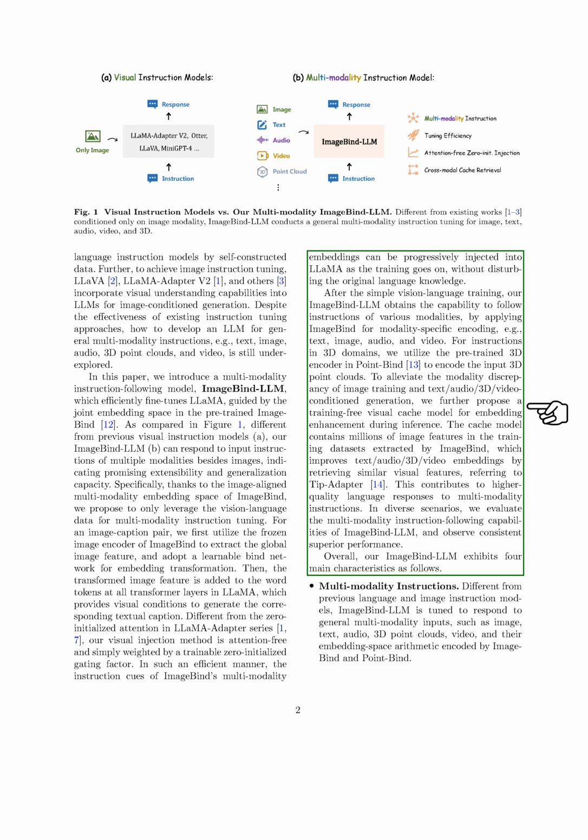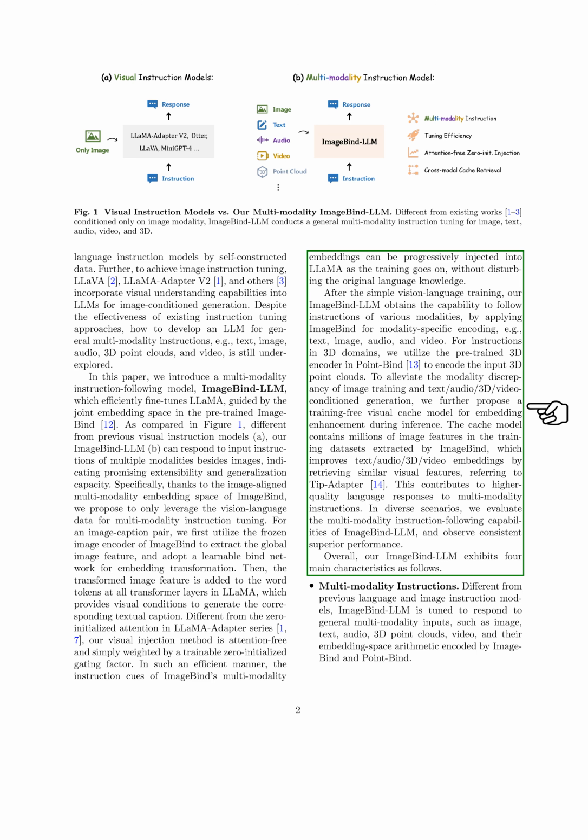To address the modality discrepancy of image training and text, audio, 3D, video condition generation, we propose a training-free visual cache model for embedding enhancement during inference. This cache model contains millions of image features in the training datasets extracted by ImageBind, which improves text, audio, 3D, video embeddings by retrieving similar visual features. We evaluated the multimodality instruction following capabilities of ImageBind-LLM in various scenarios and observed consistently superior performance.